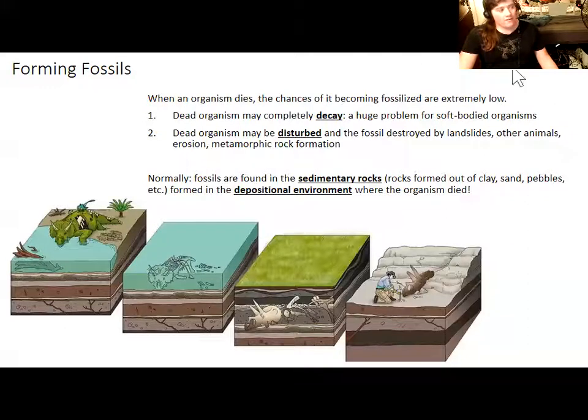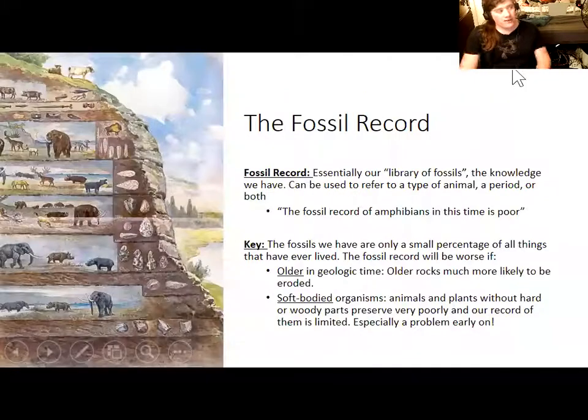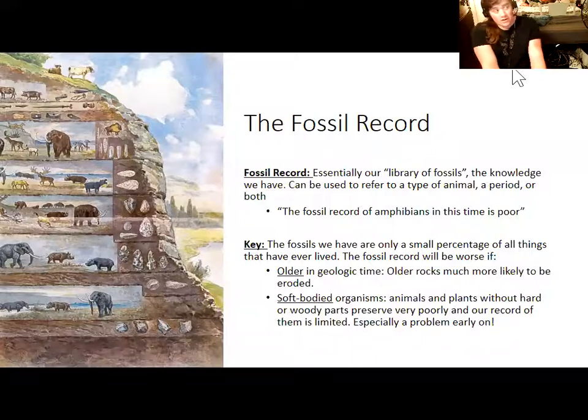So our library of fossils is the fossil record, essentially, and it's very incomplete. It's more complete in some sections than others. For example, one could say the fossil record of amphibians is poor, or the fossil record of amphibians in the Cretaceous period is poor, because it might be. But the point is that the fossils that we have are a small percentage of all of the fossils that we've ever had, or the potential fossils that could have formed. And as we go back in time, the fossil record gets worse. The oldest rocks erode away, or they get turned into metamorphic rocks.